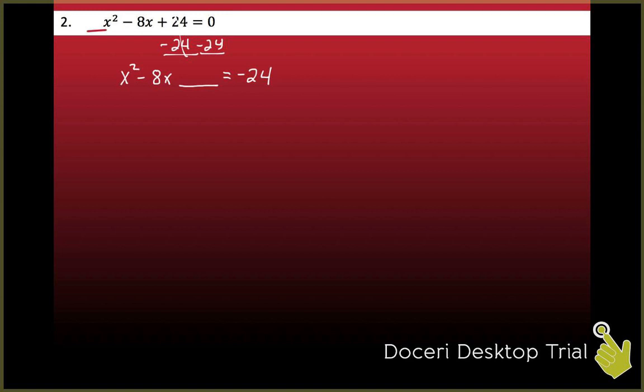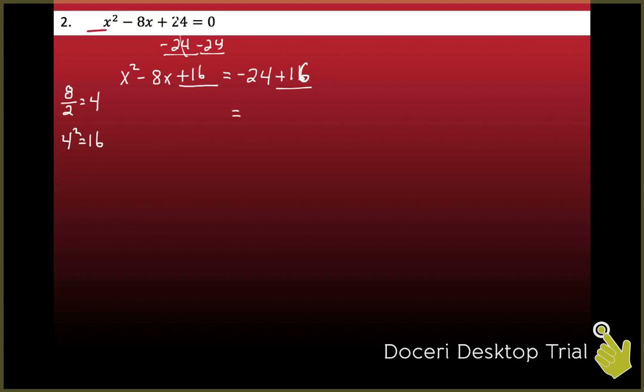Now my b term here is 8. So I want to do 8 divided by 2, which is 4, and then I want to do 4 squared, which is 16. So I'm going to add 16. I'm going to add 16 to both sides. Whatever you do to one side of an equation, you have to do to the other.